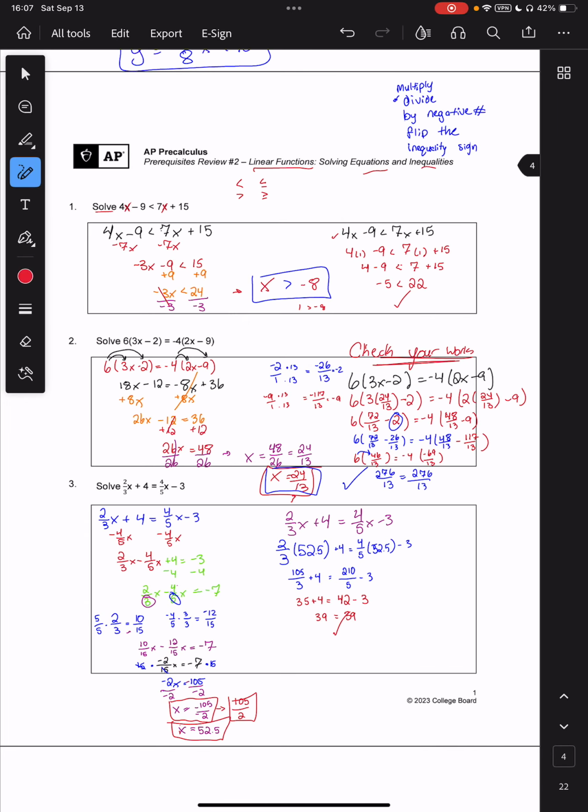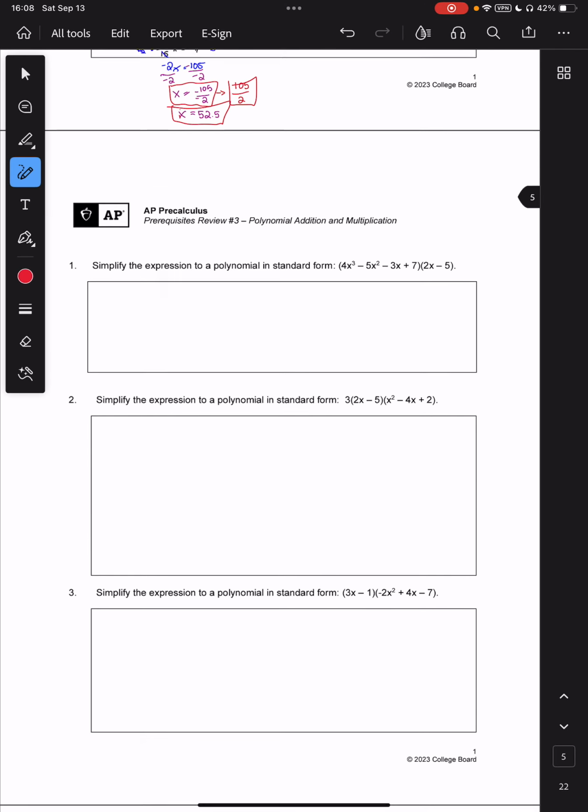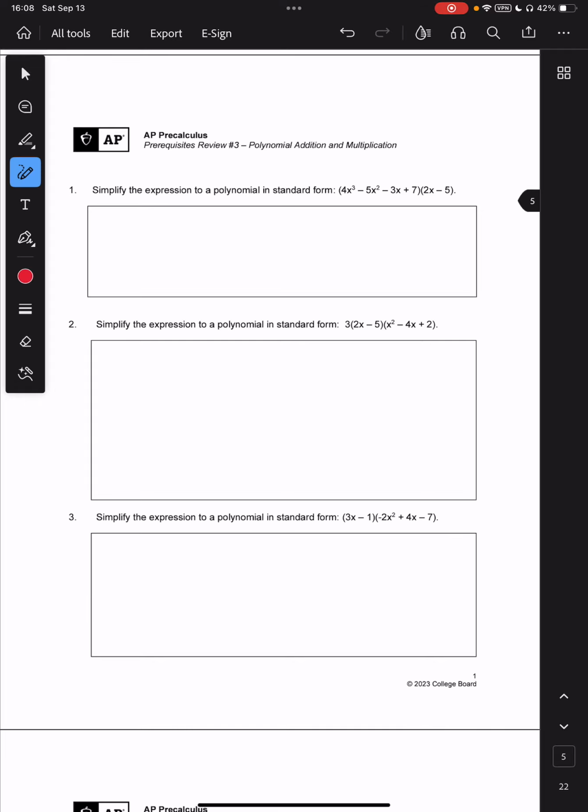So that's prerequisite 2. That one's just solving our equations and inequalities. Let's go on to prerequisite 3. So prerequisite 3 says that we are adding and multiplying polynomials. So to add and multiply polynomials, let's start with our first question.